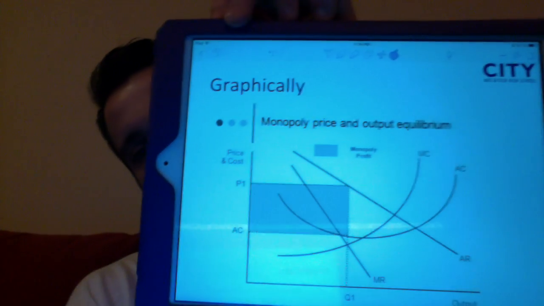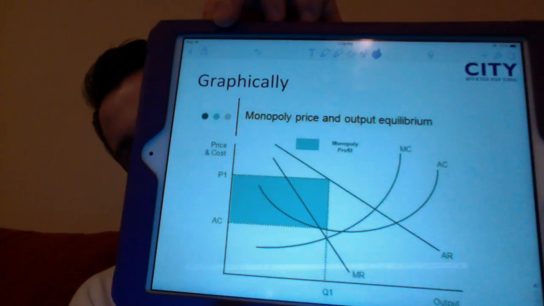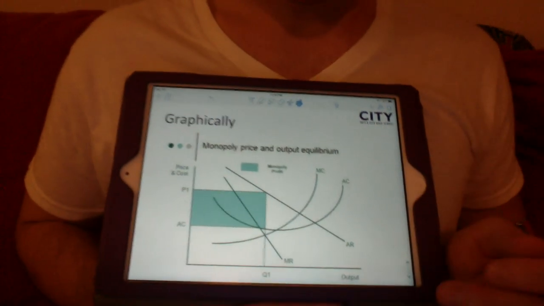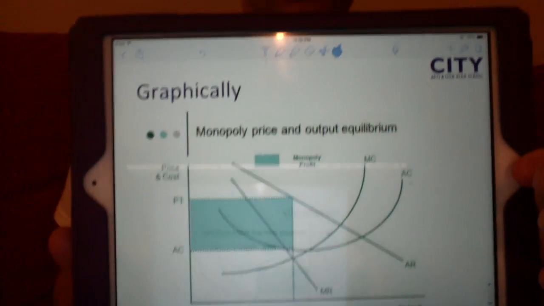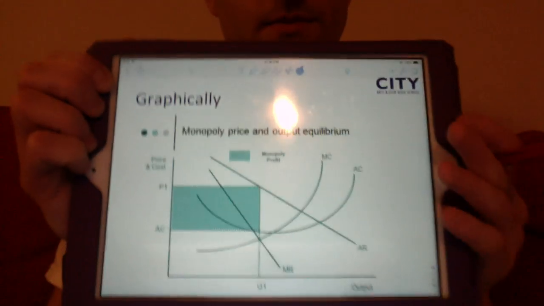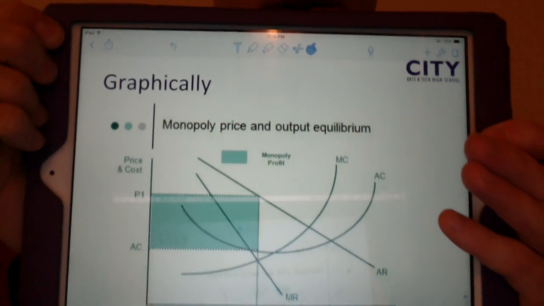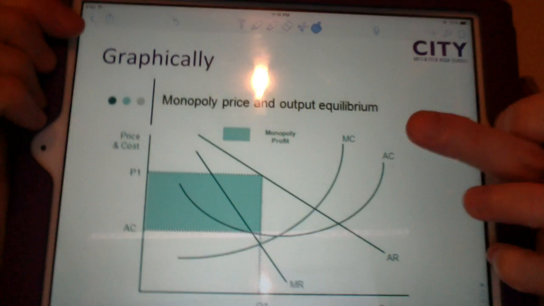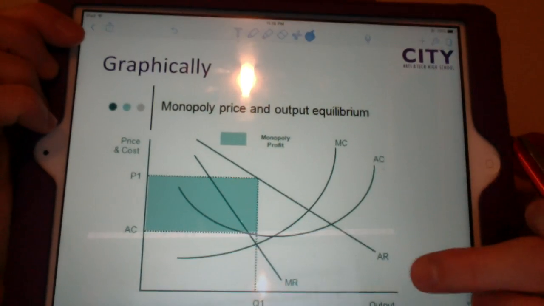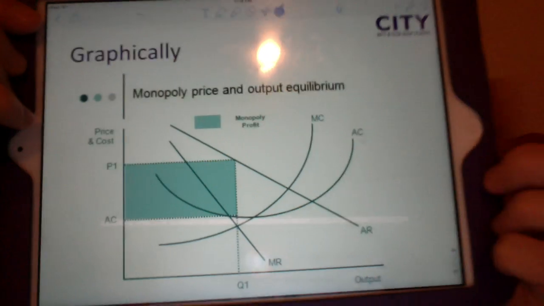Okay, so I'm going to annotate this slide right here. We're also going to recreate it. Don't write anything down. I just want you to watch this. We'll recreate it on the next slide. So let's take a look. We've got our monopoly price and output equilibrium. Sorry about that. We see some similar curves. We've got our marginal cost, average revenue, marginal revenue, and we've got some equilibrium going on.